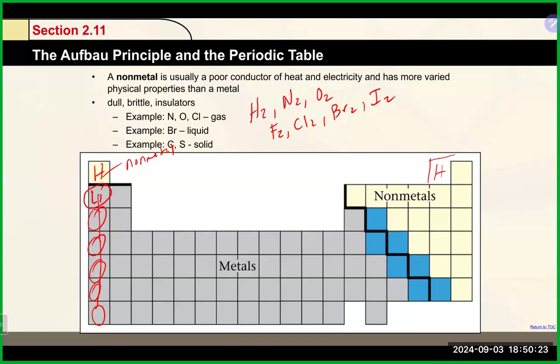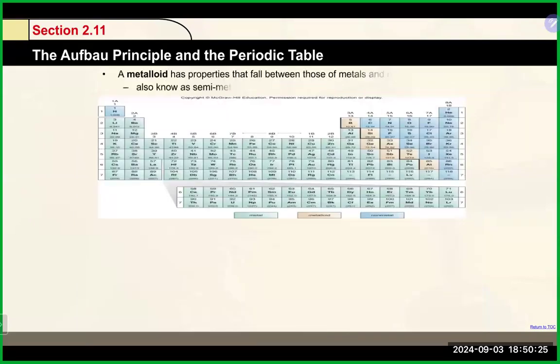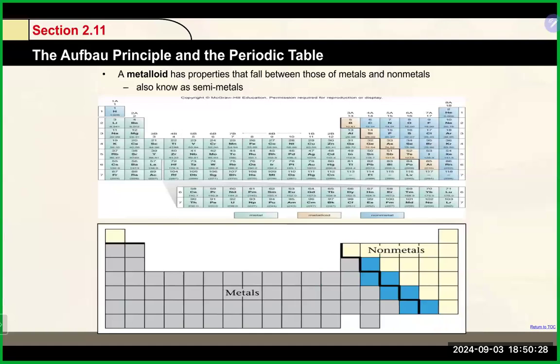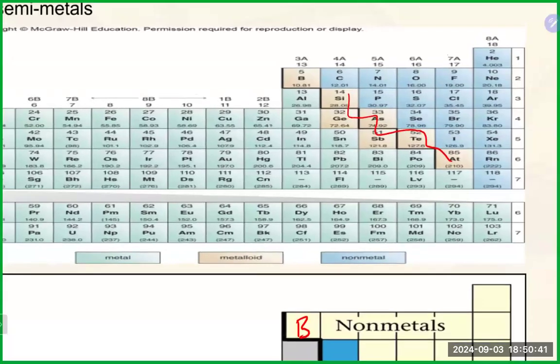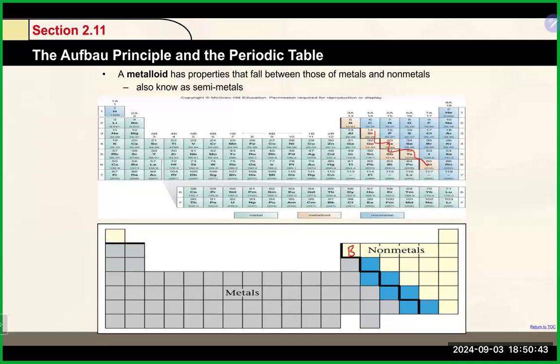Right on the staircase there, just to overlay, some books will include boron with it as well. I don't recall off the top of my head if your book does or not. That gives us our semi-metals as you come down this way here. We have some antimony and so forth.